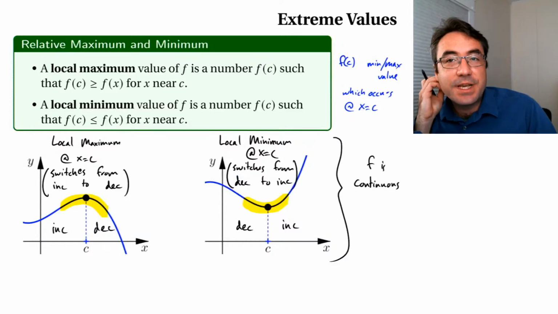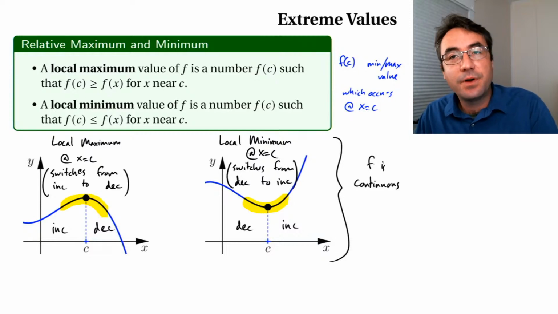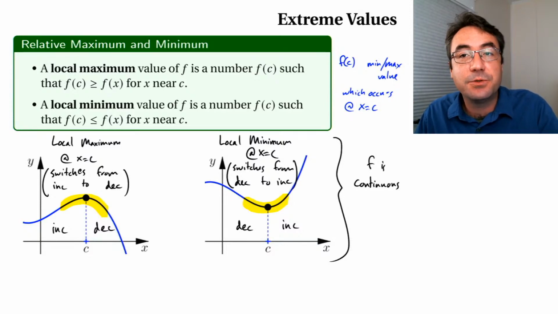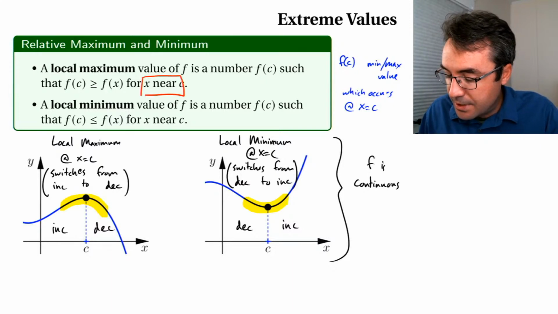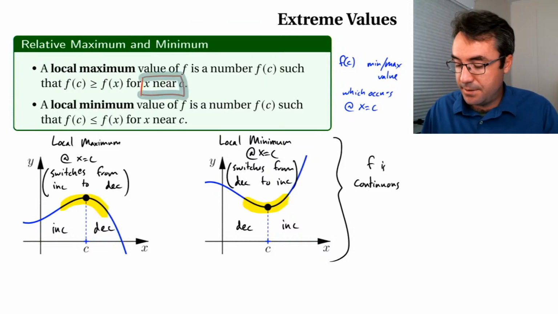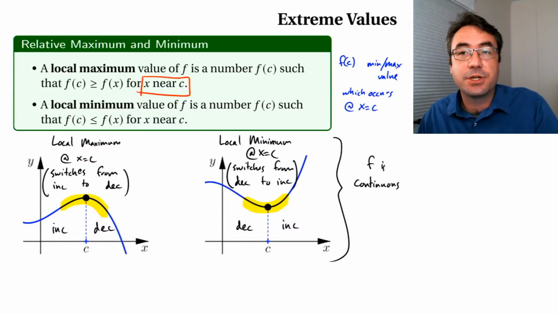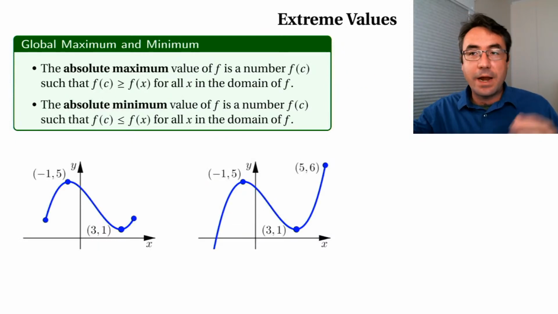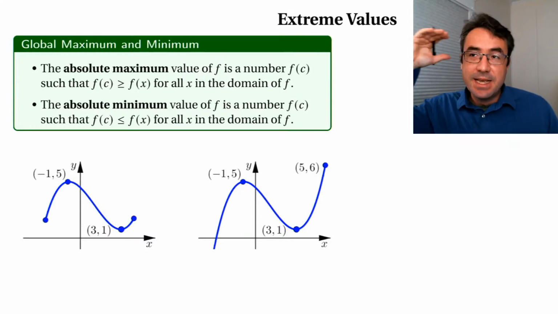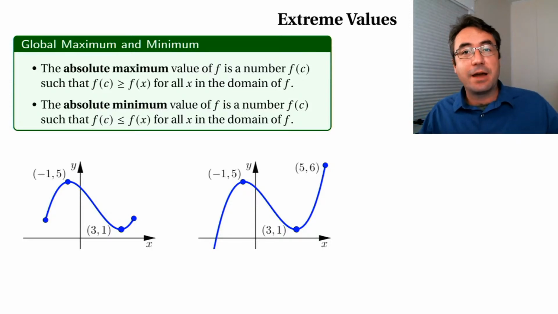So if we go back just for a second to local max, very similar setup to our definition. It's a value of our function such that f of c is greater than or equal to f of x. The difference here is that local max was for x near c. Absolute max is just for all x in the domain of our function. So if we were to trace out the whole graph of our function, the absolute max is the absolute highest point on our graph for the entire graph.